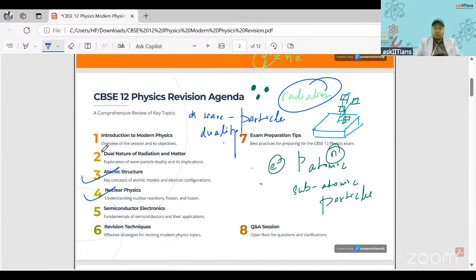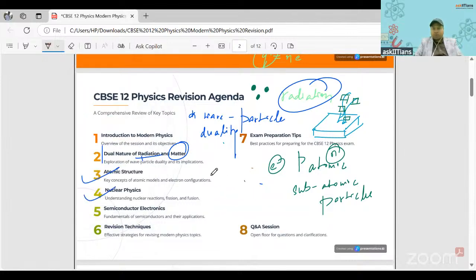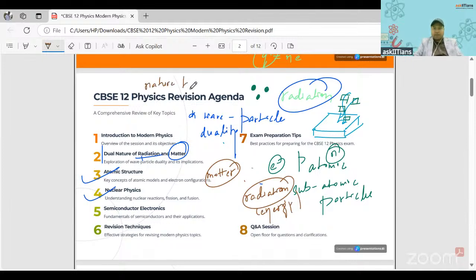Similarly, in dual nature, we have dual nature of radiation also and matter also, right? In our entire universe, what we have? Only two things, right? We have matter and we have radiation, right? Radiation we can call as energy, right? So we have matter, we have radiation. And nature is symmetrical, right? Nature has symmetry. You see, we have symmetry in our bodies. So nature has symmetry.